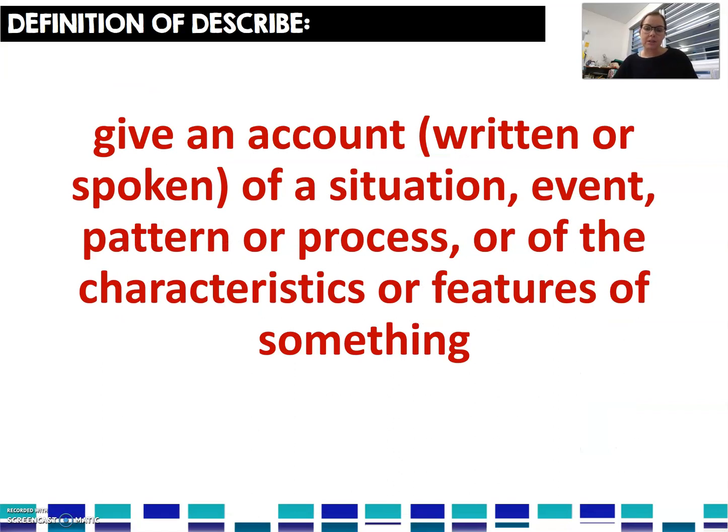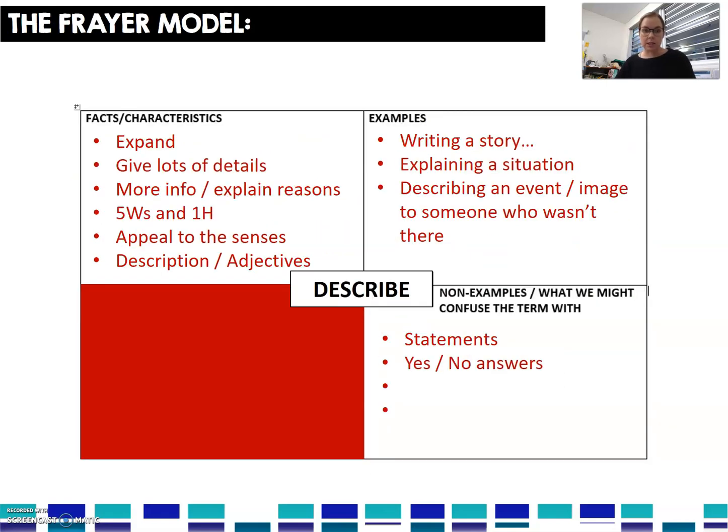All right, let's get into it. By definition, to describe means to give an account, written or spoken, of a situation, event, pattern, or process, or of the characteristics or features of something. Within the context of this unit, you're writing a text intervention, which is kind of like a narrative, like writing a story, and you need to make sure that you're explaining a situation using lots of descriptive language. You're going to focus on the 5 W's and how: who, what, when, where, why. You're going to appeal to the senses: what do I see, what do I feel, what do I hear, what can I touch. Use lots of descriptive language and adjectives to paint a picture for your reader.